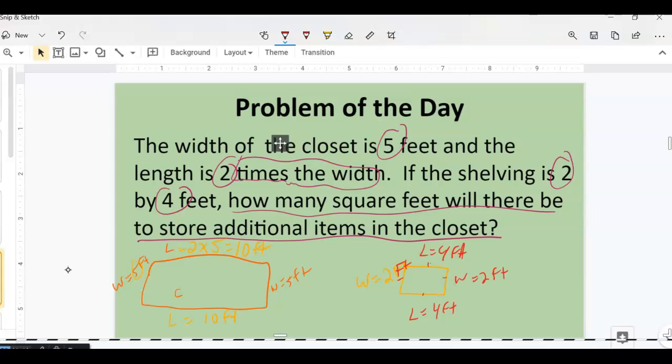All right, so let's figure out the area for the closet first. So remember, one simple way we can do that is to multiply the length times the width, and that's going to be 10 times 5 equals 50 feet. Okay, so the area for the actual closet is 50 feet.